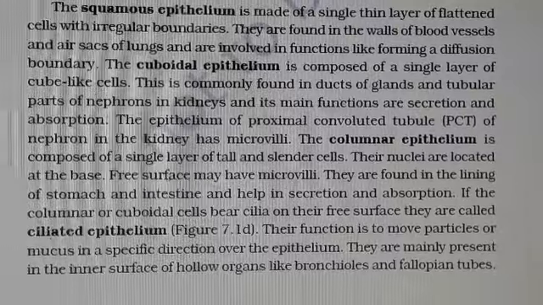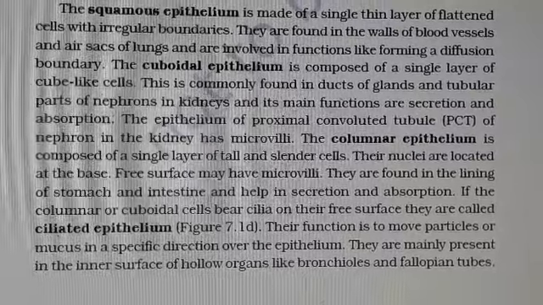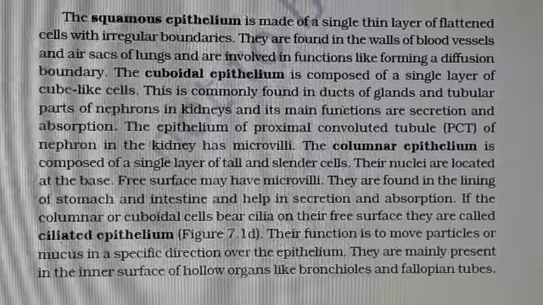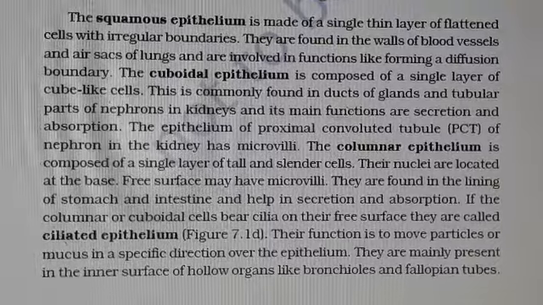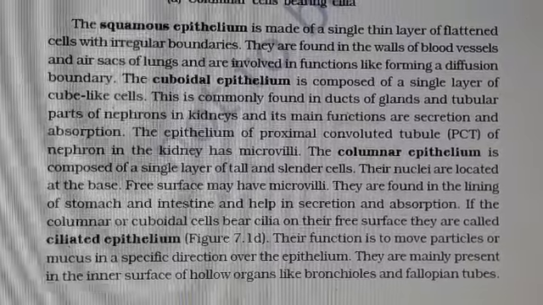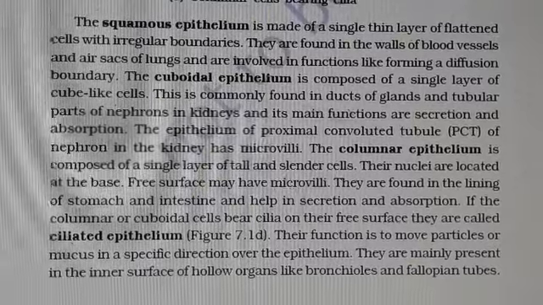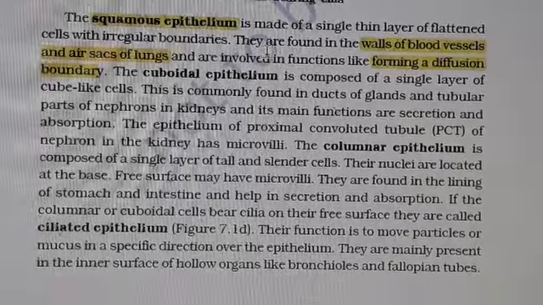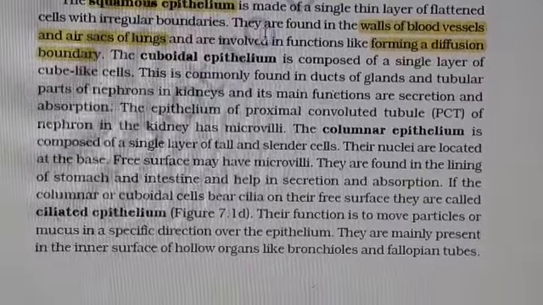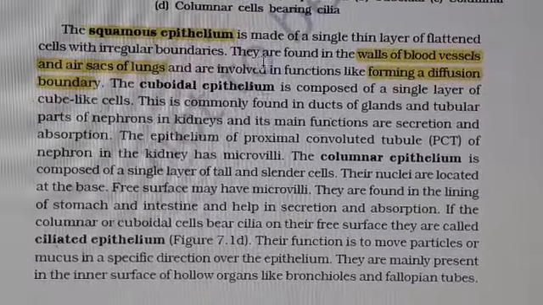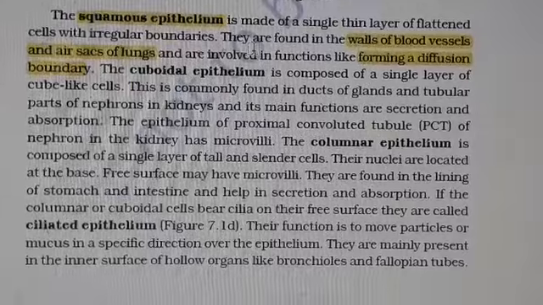The squamous epithelium is made up of a single thin layer of flattened cells with irregular boundaries. They are found in the walls of blood vessels and the air sacs of lungs and are involved in functions like the formation of diffusion boundaries. Just note the words I have underlined. It's very important to learn the locations and their functions.